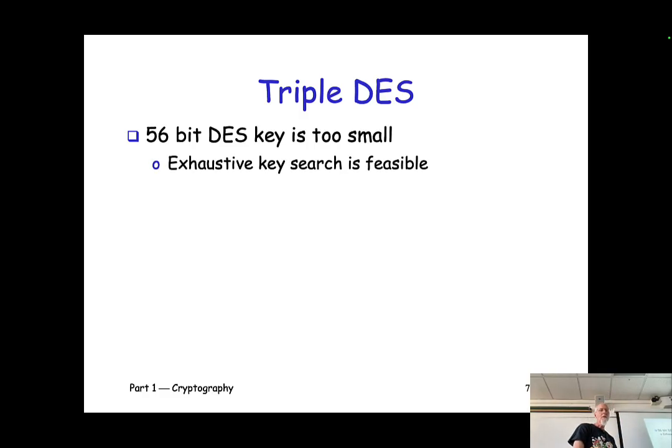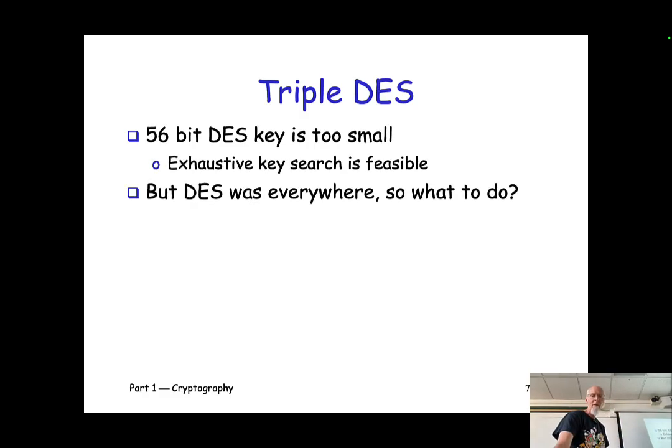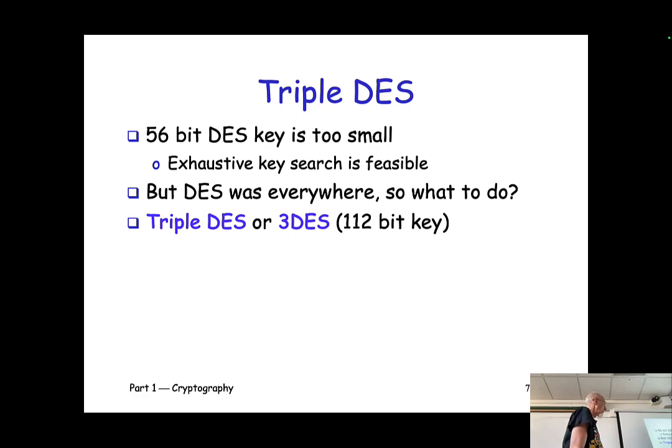So to overcome that, and DES is everywhere and people want to use it, people came up with this approach called triple DES or 3DES, and it will have a 112-bit key. Where does 112 come from? Well, of course, triple, right? So 3 times 56 is 112. Oh, wait, that's not right. It's 2 times 56. So why isn't it called double DES? We'll see here in a second.